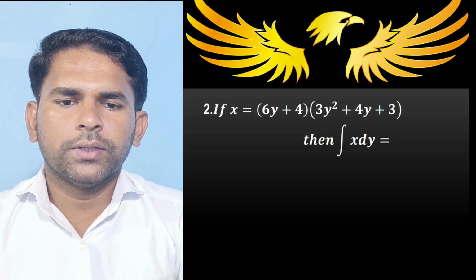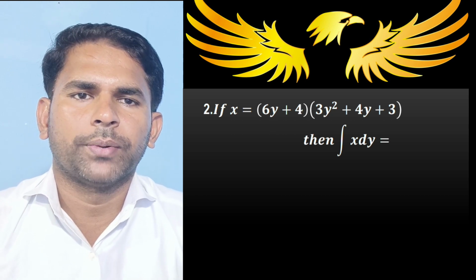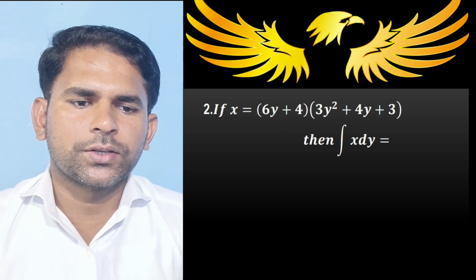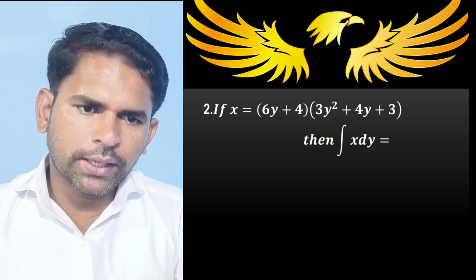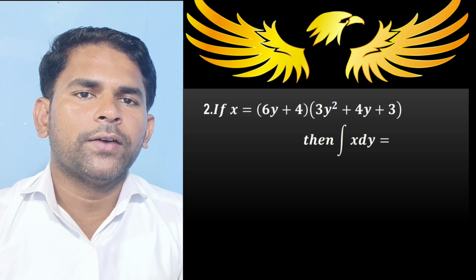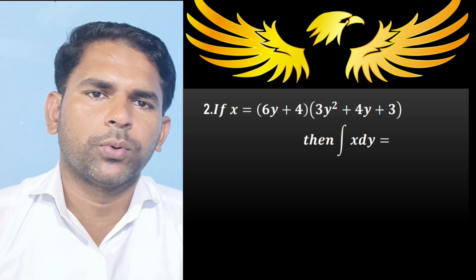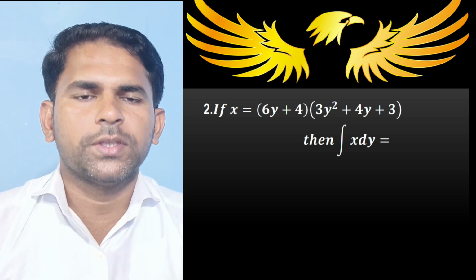There is a given x is equal to 6y plus 4 into 3y square plus 4y plus 3, and here they are asking the integration of x dy. In this integration, there is no limit, so we can consider it as an indefinite integration. Whenever you do indefinite integration, definitely you will put a constant, it means plus c.